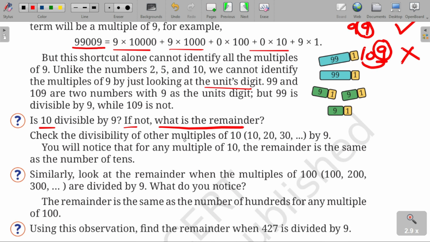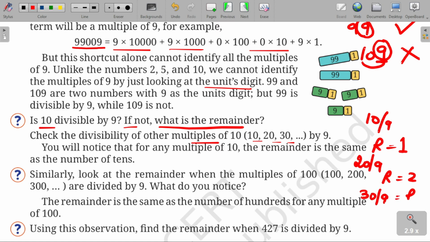Now check the divisibility of other multiples of 10, like 10, 20, 30, and so on. Now just have a look at these things. When you divide 10 by 9, you will get remainder 1. When you divide 20 by 9, you will get remainder 2. When you divide 30 by 9, you will get remainder 3. Don't you think the remainders are actually the same as the number of tens?